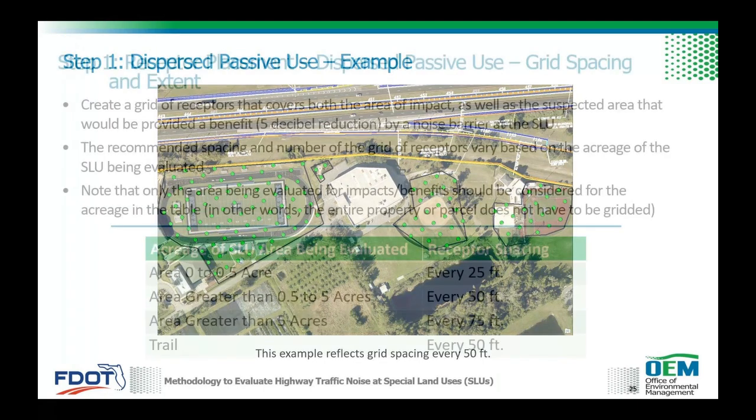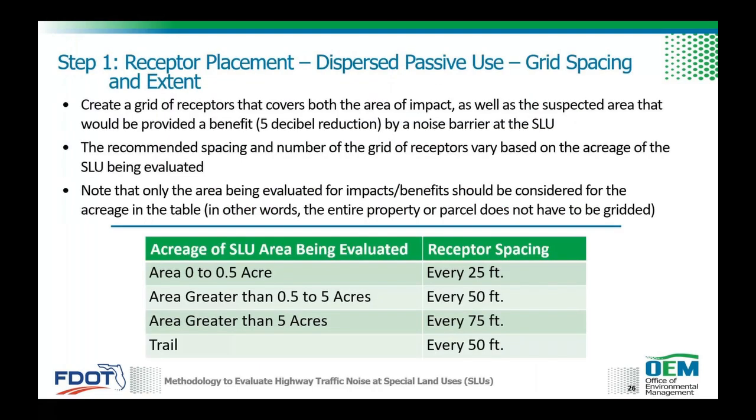In creating the grid, the noise analyst should create a grid of receptors that covers both the entire area of impact and the suspected area that would be provided a benefit, or in other words, a noise reduction of 5 decibels, by the noise barrier. The spacing and number of grid receptors will vary based on the acreage of the special land use area being evaluated. The table on this slide provides the recommended spacing of receptors in a grid format and is also, of course, found in the guidance document.